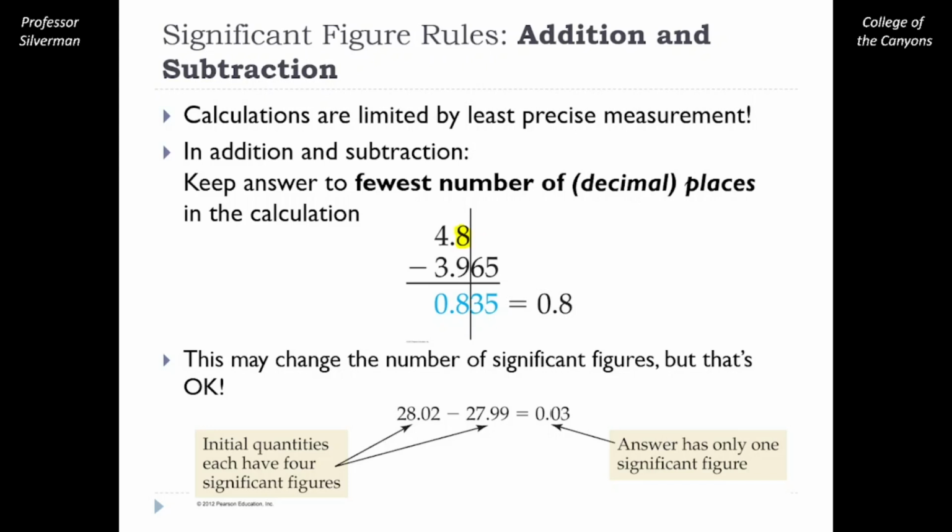4.8 we know to the tenths place. 3.965 we know out to the thousandths place. The fewest number of places is that tenths place. So we need to round our final answer just to that tenths place, that leftmost spot that we know when we line up our decimal.